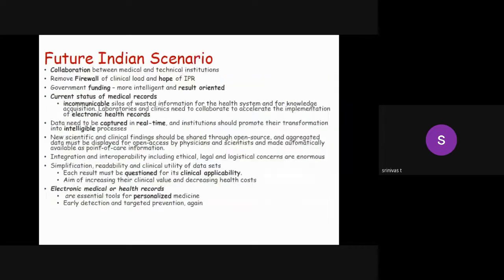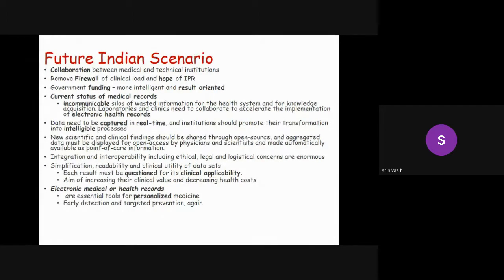Next slide, please. And what is the future in the Indian scenario? It is the collaboration between the medical and technical institutions, which should be done. It has not yet progressed. And remove firewalls of clinical load and hope of IPR. IPR constraints are coming into the picture; sometimes you cannot use things freely. Government funding should be more intelligent and result oriented.